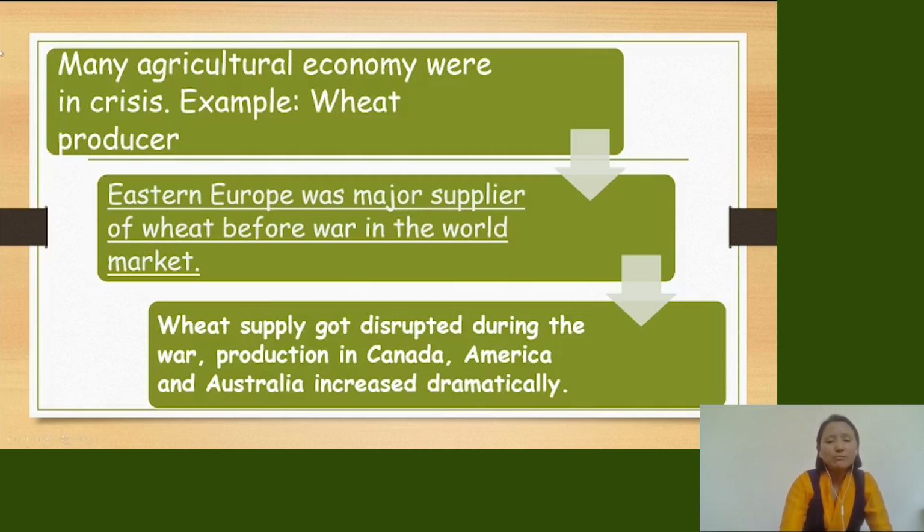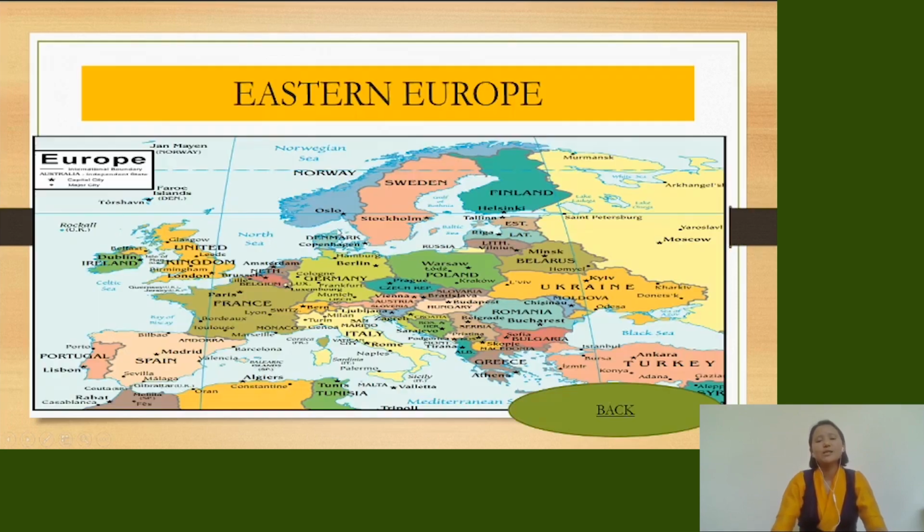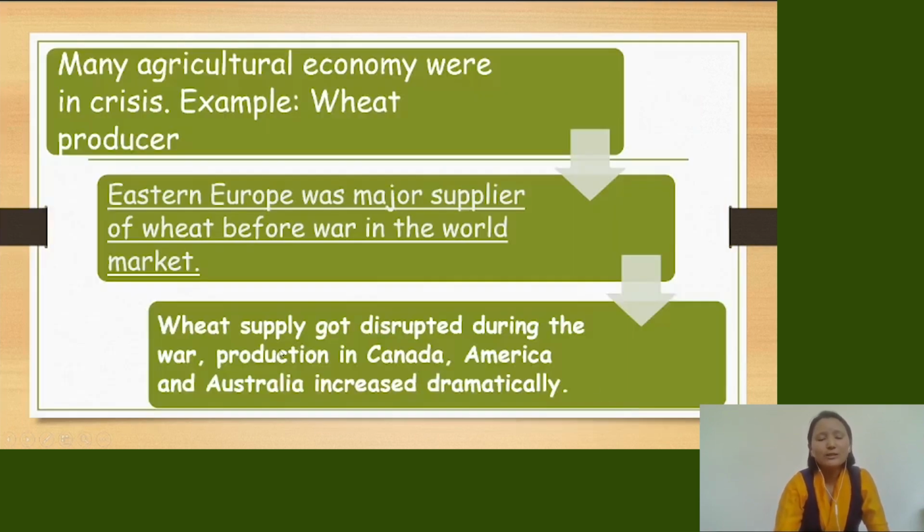Eastern Europe was a major supplier of wheat before First World War in the world market. Eastern Europe nikachurelana. Eastern Europe is the center of wheat production. Wheat production mangshe chingi Eastern Europe. And not only they produce, they even supply to the rest of the world. Zamlingi kekap shimba thangmala and khunzogi supply chugor wheat. But unfortunately, the wheat supply got disrupted during the war.